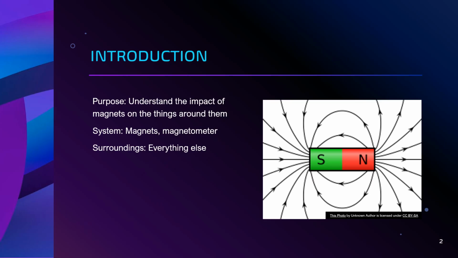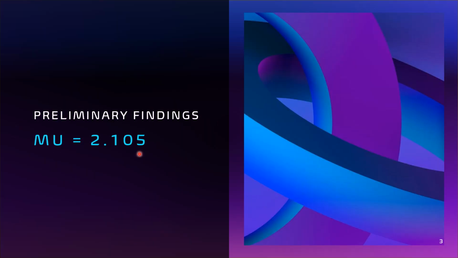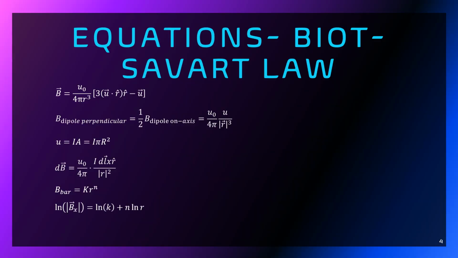So our lab is about understanding the impact of magnets on the things around them, where we have a system, magnet, and our magnetometer, and our surroundings, which is everything else. So the magnetometer can measure the magnetic field of a bar magnet, such as this one, so that we can find the dipole moment of the magnetic field. Our results do find that this is our dipole moment, but how did we find this?